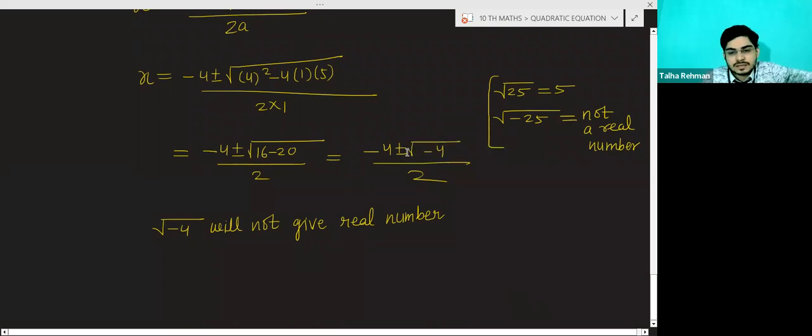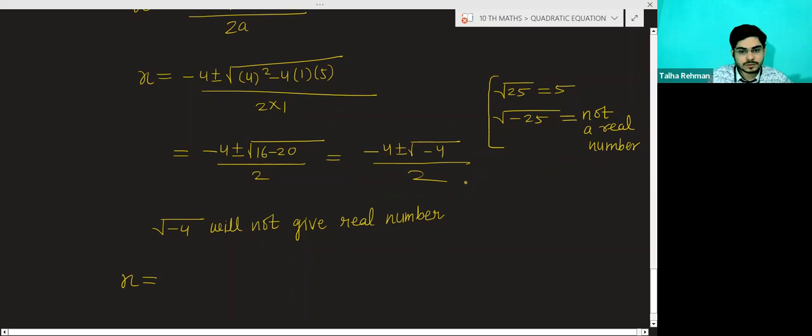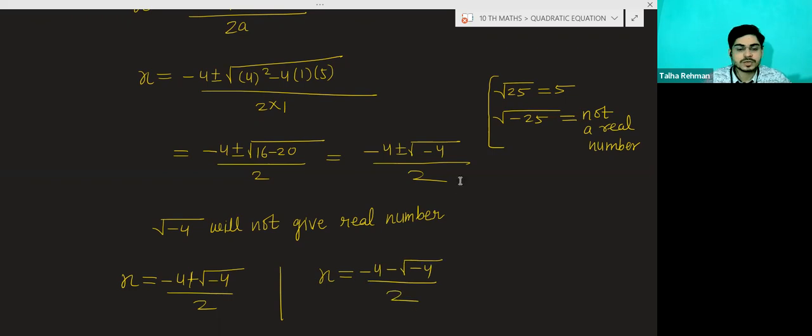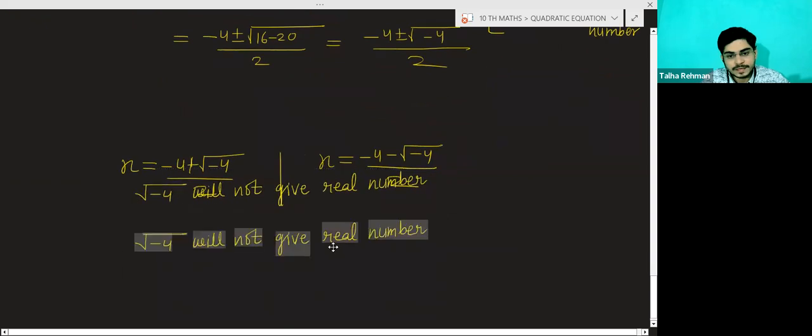So you can write, finally you will get this value. And when you add minus 4 plus or minus root of minus 4, what will you get? You will get x is equal to minus 4 plus root of minus 4, divided by 2. And one more value of x, x is equal to minus 4 minus root of minus 4, divided by 2. So now you can say root of minus 4 will not give a real number.